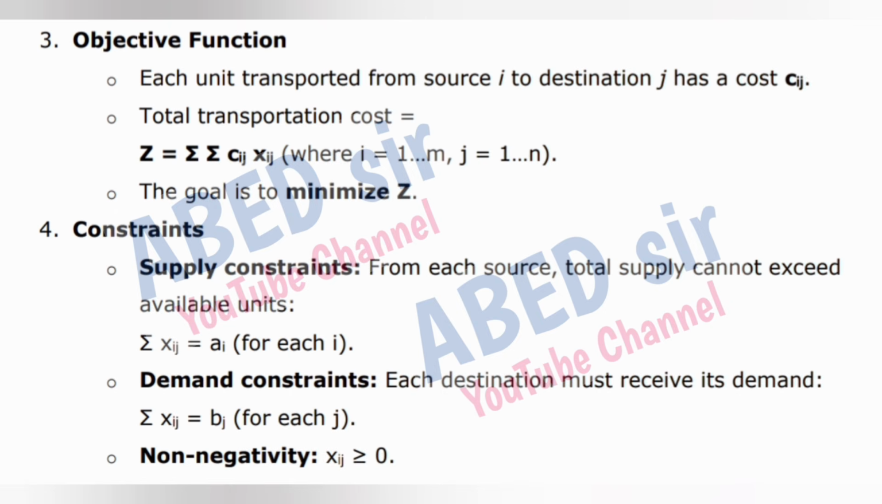4. Constraints. Supply constraints. From each source, total supply cannot exceed available units: sigma x_ij = a_i for each i. Demand constraints. Each destination must receive its demand: sigma x_ij = b_j for each j. Non-negativity: x_ij greater than or equal to 0.